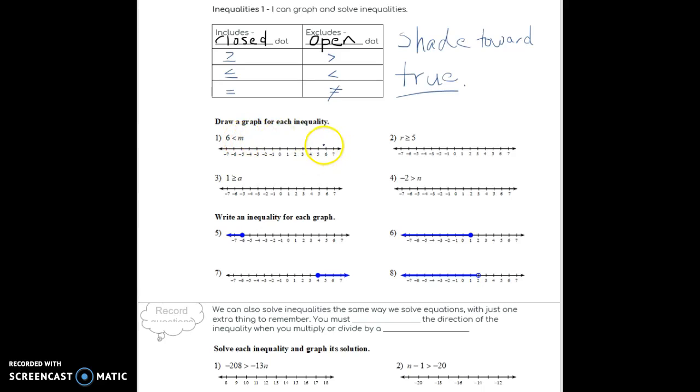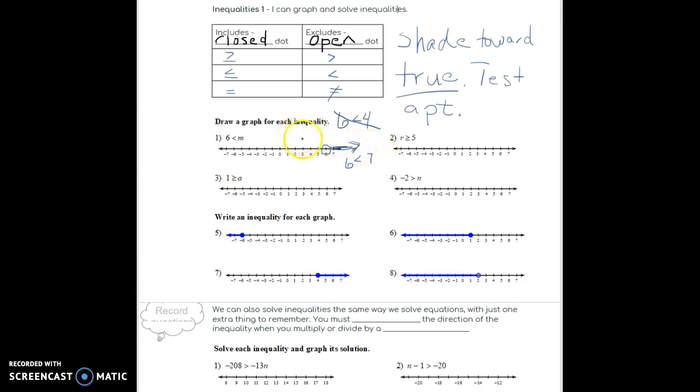And so I'm going to test a point, because believe it or not, they will trick you. All right, so let's try 4, because that's on this side of my circle, so it could be on this side over here. So 6 is less than 4. Is that true? No, that is not true. So since 4 makes it false, I shade away from the 4, or towards where it would be true, because 6 is less than 7.